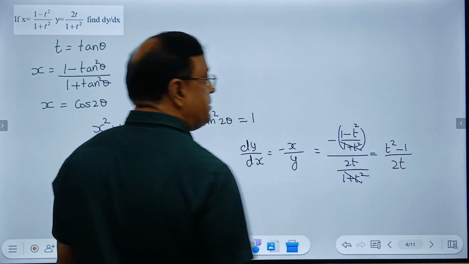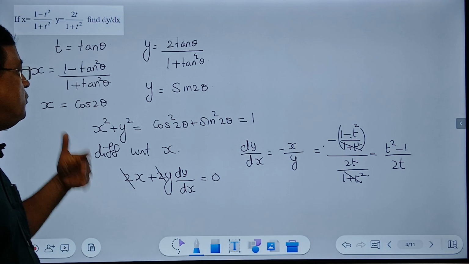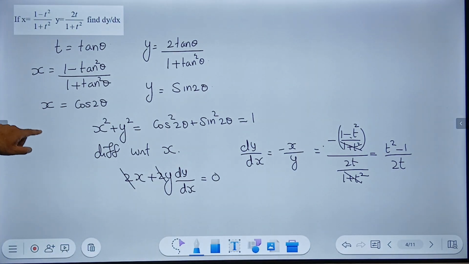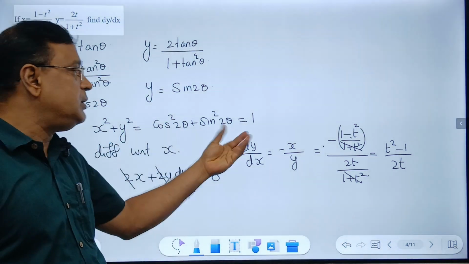How did I get t square minus 1? I open the bracket. This is the easier way to do it. If you don't want to do it like this, you can find dx by d theta, you can find dy by d theta, and then also you can do it. This I feel is much easier.